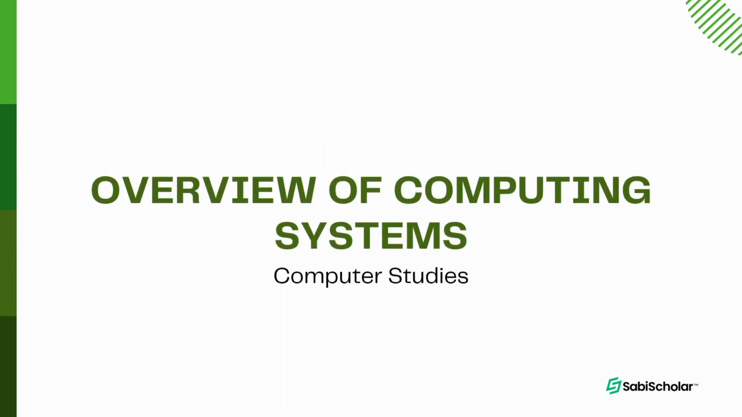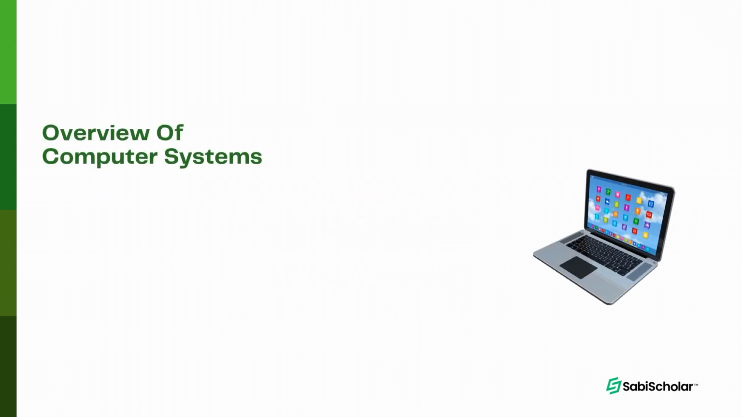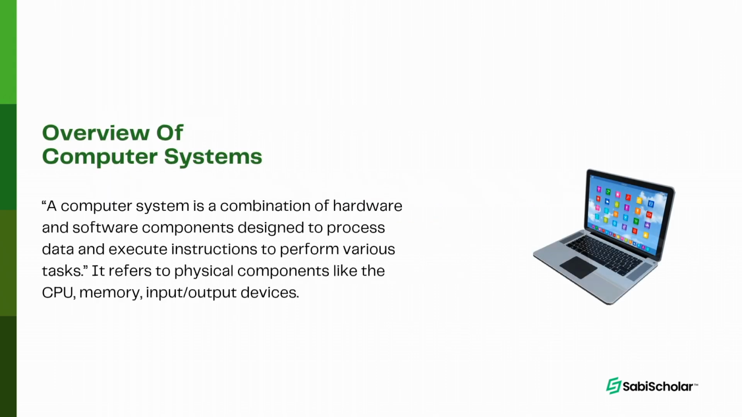Next topic we're going to be looking at is overview of computing systems. So within the overview of a computer system, we can say that a computer system is a combination of hardware and software components designed to process data and execute instructions to perform various tasks. It refers to the physical components like CPU, memory, input devices, and output devices.